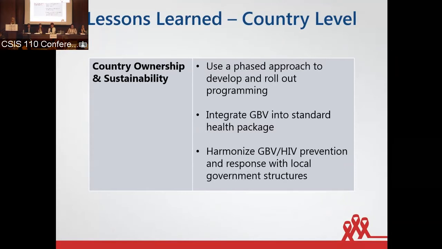Integrating GBV into the standard health package can also increase sustainability. The methods that the GBVI used to integrate GBV prevention and response into the HIV platform can be applied to other potential points of entry across the health system to increase the number of individuals accessing GBV services. Harmonizing GBV and HIV prevention and response efforts with local government structures can also help to increase sustainability. Engaging governments at all levels in program and protocol design is really essential, and this may slow down the startup phase, but ultimately this type of coordination is needed, and GBV and HIV programs really need to align with existing government systems.